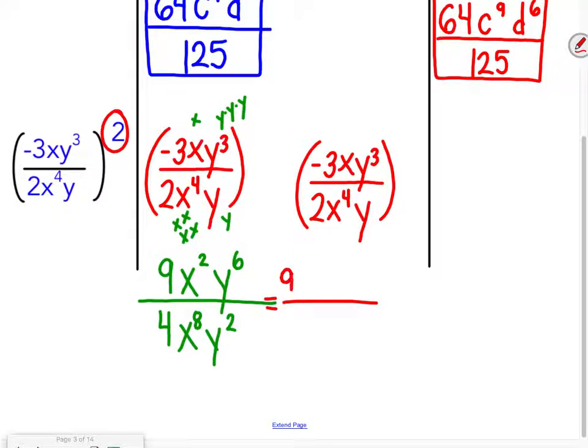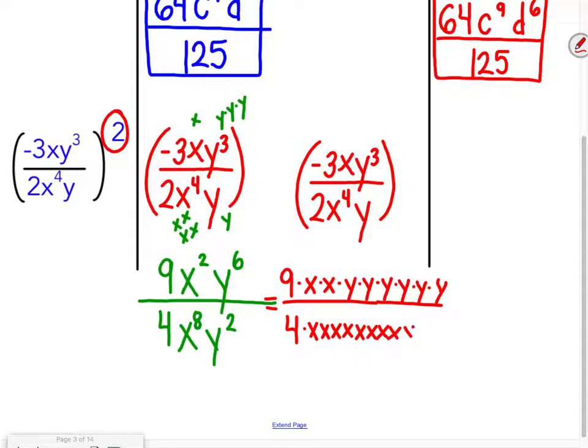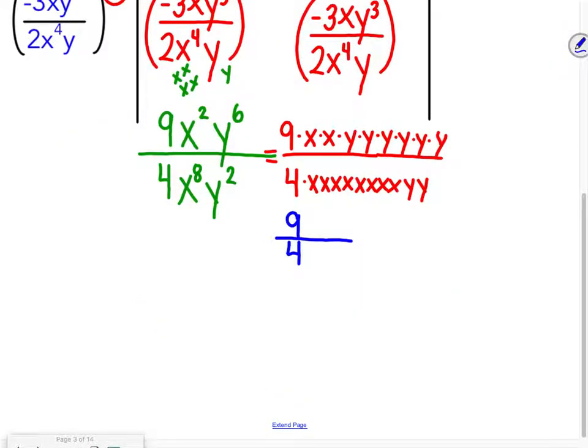So I've got 9, 2 x's, 6 y's, over 4, 8 x's, and 2 y's. So when I'm done, I end up with 1, 2, 3, 4, 5, 6 x's on the bottom, and 1, 2, 3, 4 y's on the top.